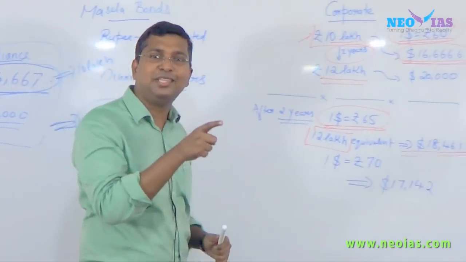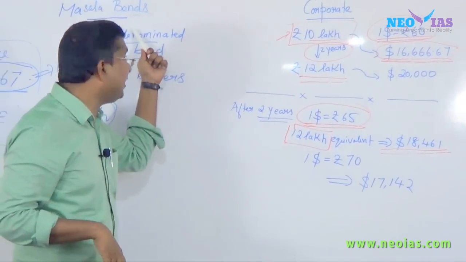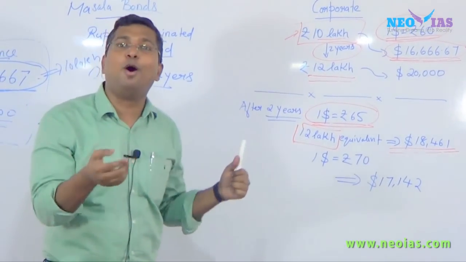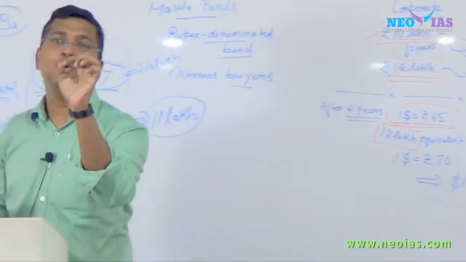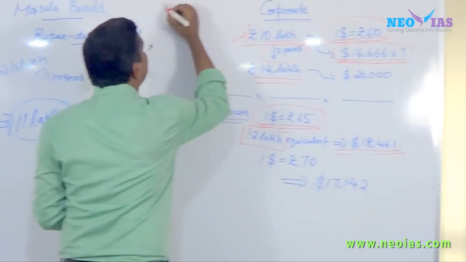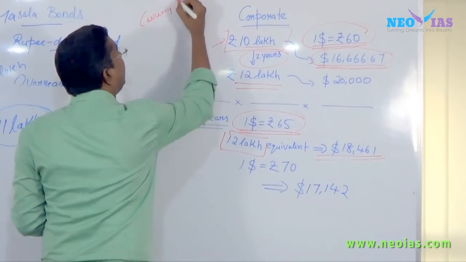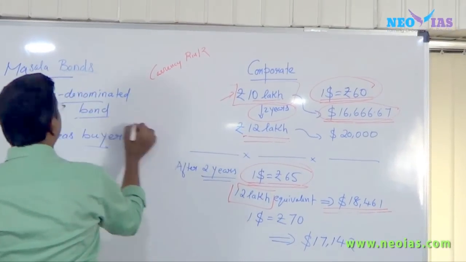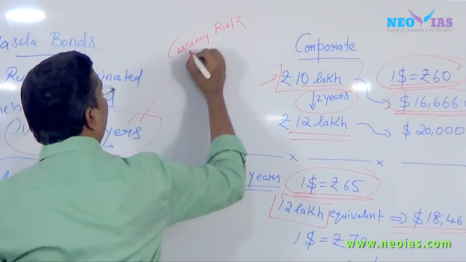So here in this case, this is the most important specialty of Masala bond. Currency risk is not with the bond issuer, but with the buyer or investor. This is the most important specialty of Masala bond. Currency risk is with the overseas buyer or the investor.